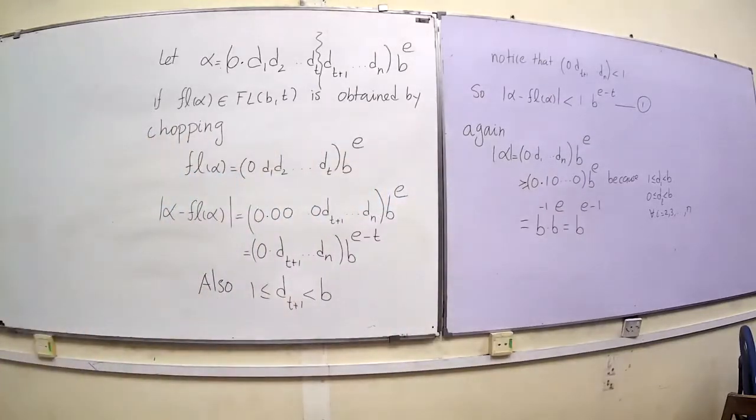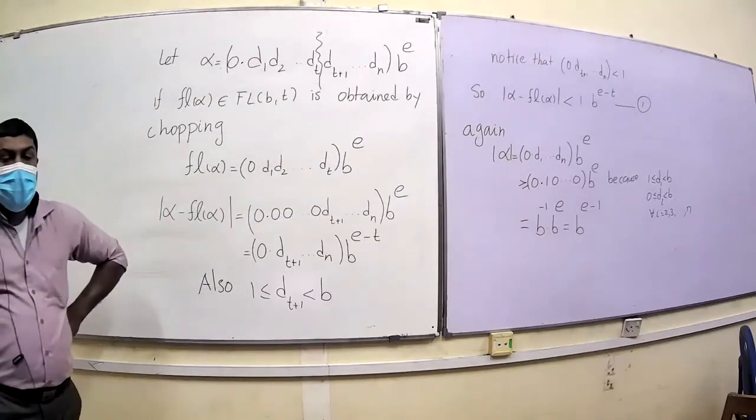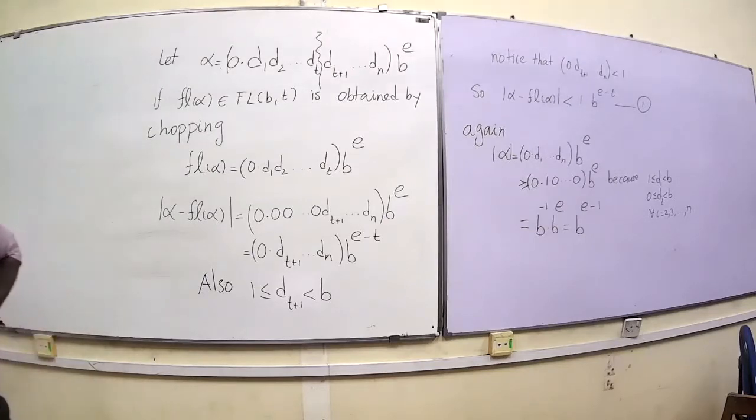Okay, so now the absolute value of alpha is 0.d1 d2 up to dn times b to the power e. But again, you know that the first digit is greater than or equal to 1 and less than b. At the same time, the next digits are 0, 1 up to b minus 1. So you put the smallest possible values there. So you get 0.1000 times b to the power e.